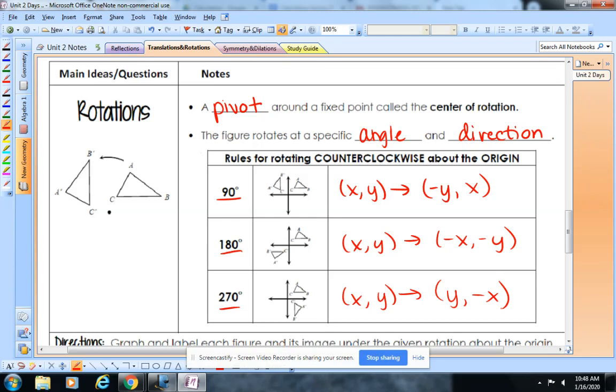So I typically like the ones that you can do with the coordinates. I'm going to write these down real quick so I can have them when we're doing examples. 90: negative y, x. 180: change both signs. 270. And you do need to memorize these. Okay? All right.